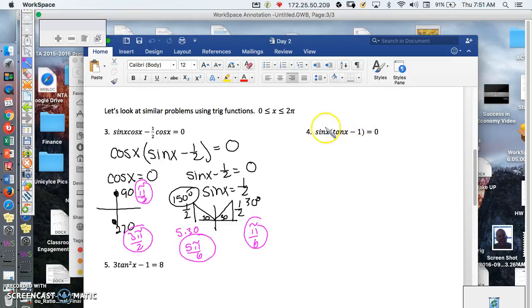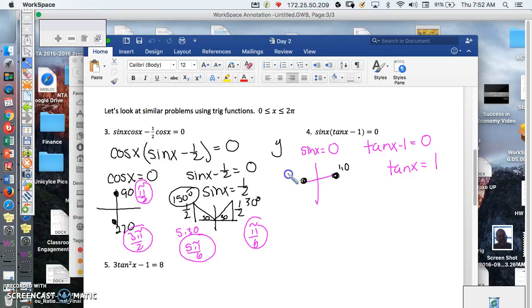Now this next one here, we don't have to factor anything, so this one either the sine of x equals 0 or the tangent of x minus 1 equals 0. Well, this would mean the tangent of x equals 1. Sine is our y value, so here and here, because this is 1, 0, negative 1, 0. So I know that this is pi, and over here we could call that either 0 or 2 pi.